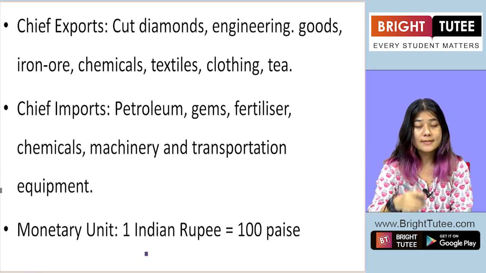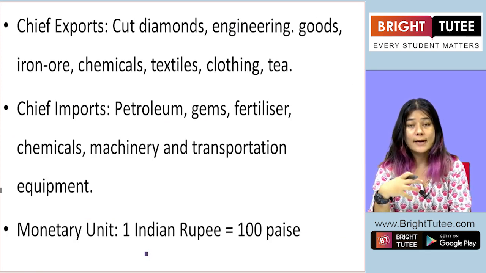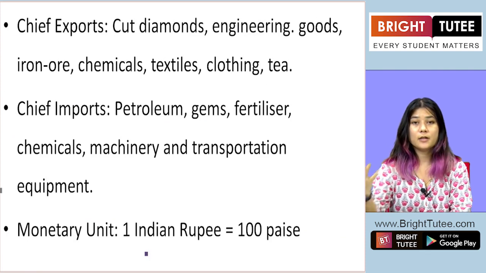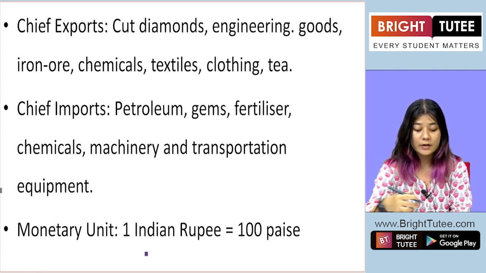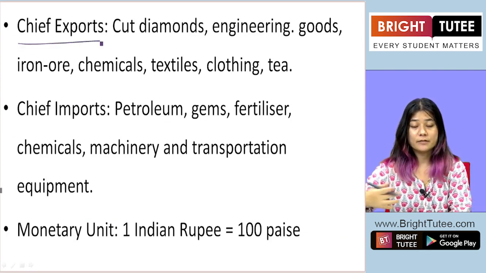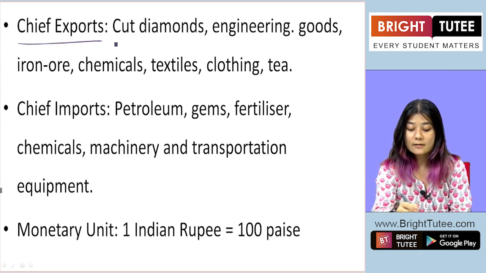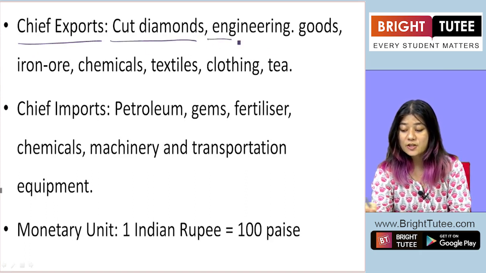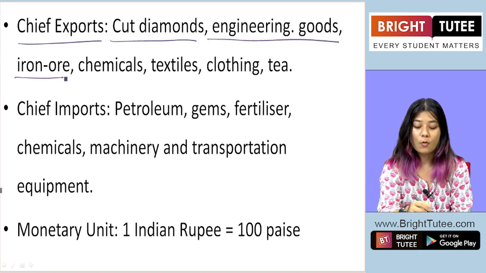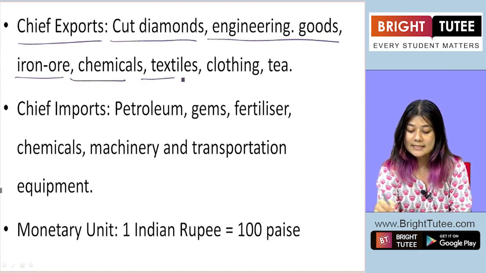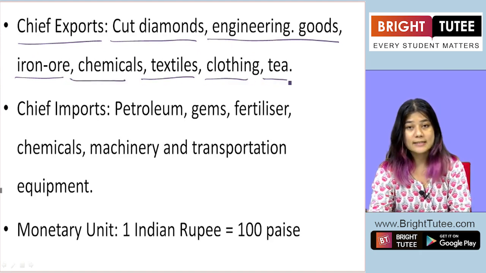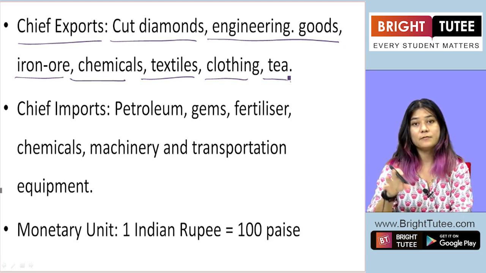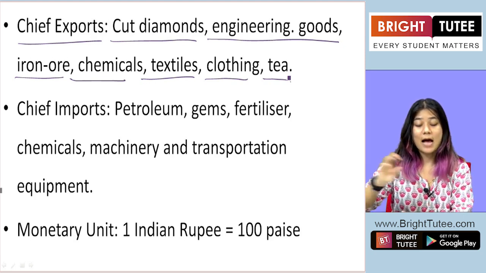Similarly, let us look at some of the goods which are exported to other countries from India, okay, which are sent outside for sale. So they are cut diamonds, engineering goods, iron ore, chemicals, textiles, clothing, and tea. Okay, so these are some of the goods which are sent outside.